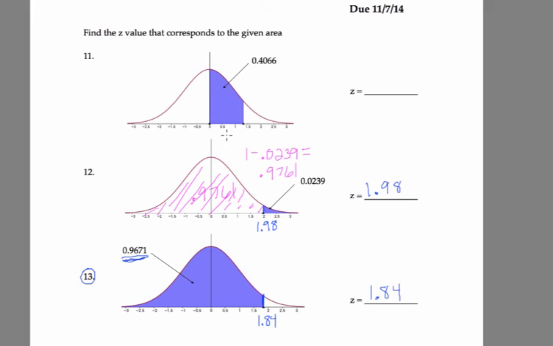Number 11. We want the z-score that corresponds with this probability from 0 to 1 point something. The probability is 0.4066. But the problem is our table doesn't give from the z-score to 0. It gives from the z-score all the way to the left. So our table is going to correspond with that value. Can we figure out what that value would be? Well, yeah, you just take this area, 0.4066, and add 0.5 to it. So we know that this half is 0.5.